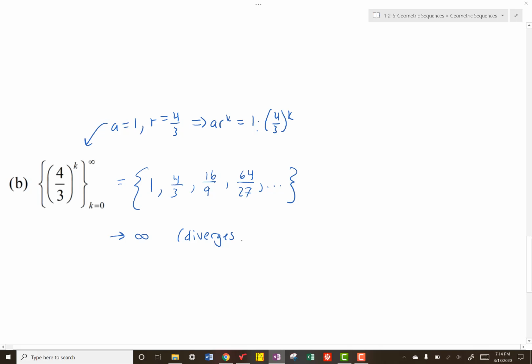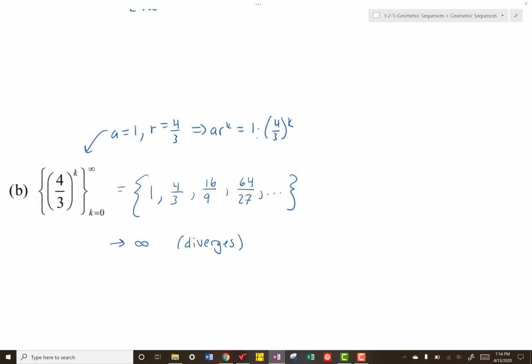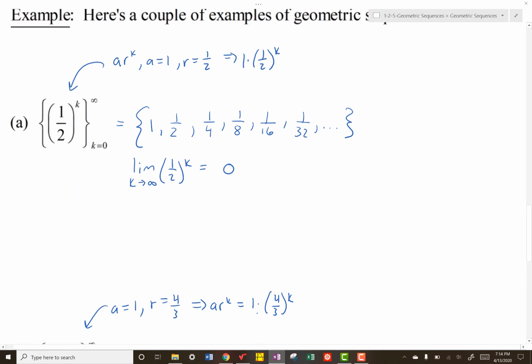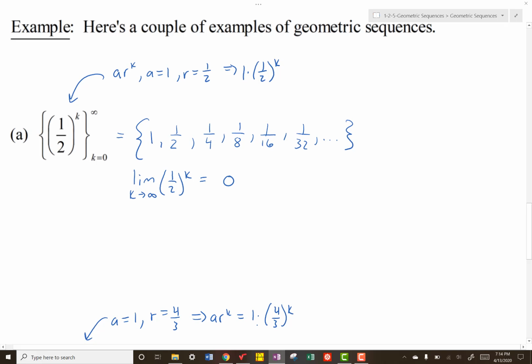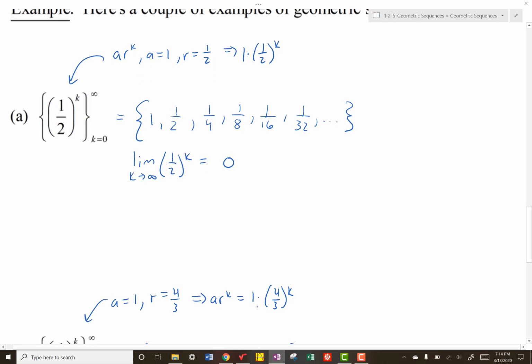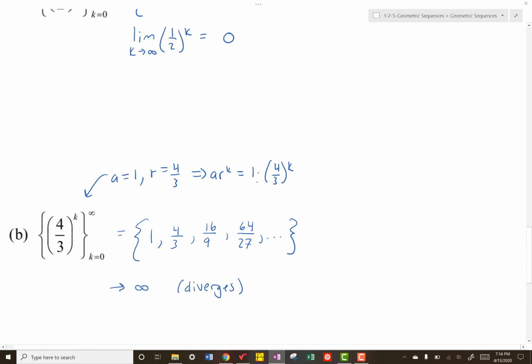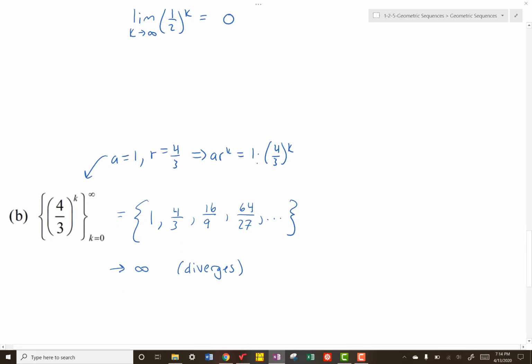Okay. So what we'd like to do now is generalize what the limit of a geometric sequence is. We just saw one that converged, and notice that 1/2 there, that was a number smaller than 1. So when you keep raising it to powers of k that get larger and larger, that thing gets smaller and smaller. Here, in this second example, the base 4/3 in that sequence formula is bigger than 1. And as k gets larger, that gets bigger and bigger and bigger.